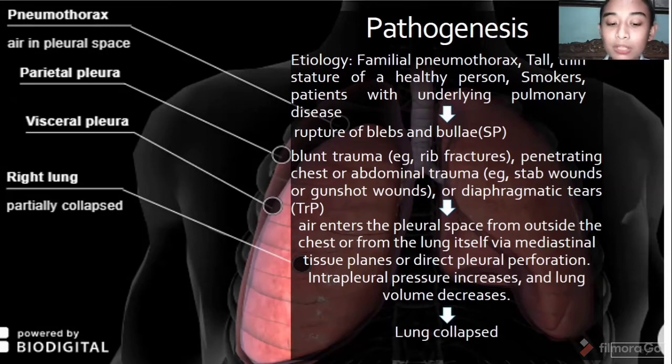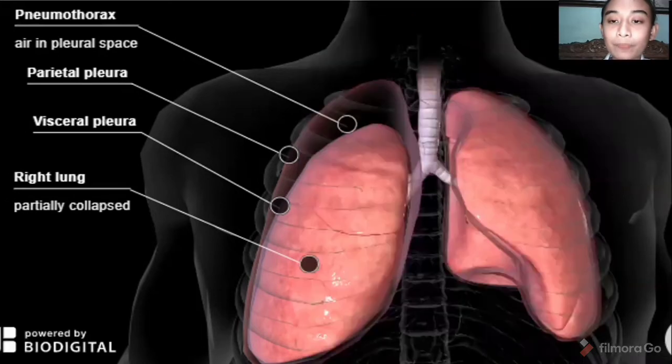And when there's lung collapse, there is a decrease in lung compliance and an increase in work of breathing, which can be seen when the patient is using his or her accessory muscles during breathing. Also, tachypnea. There is also a decrease of lung expansion and a decrease of oxygen saturation. This is an image of pneumothorax.